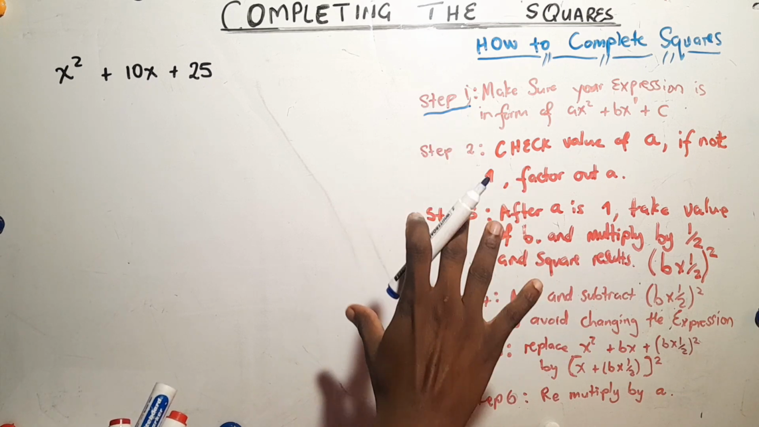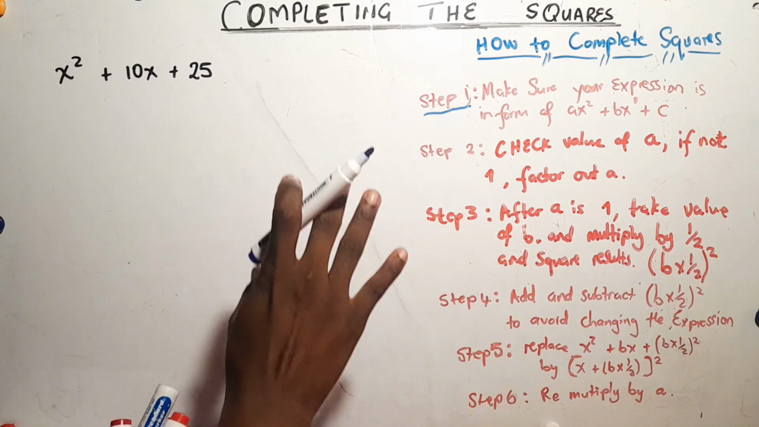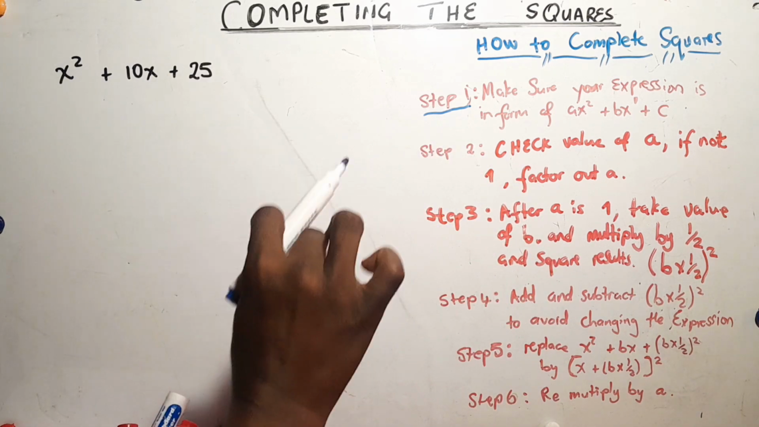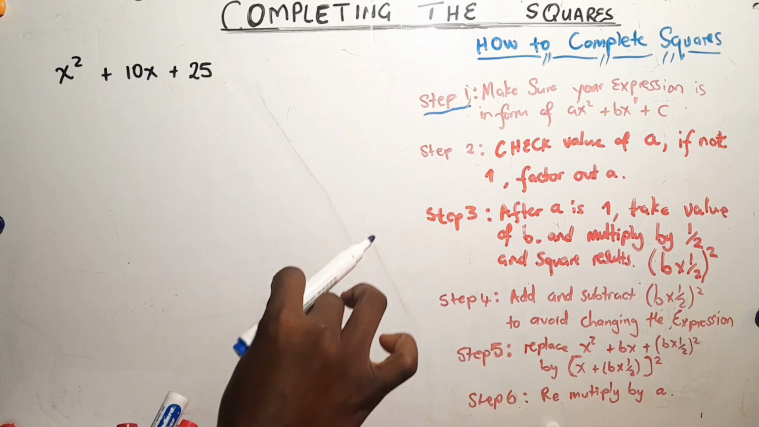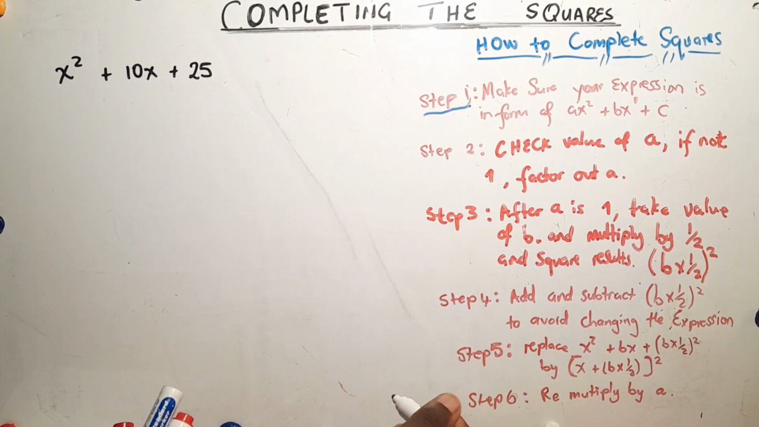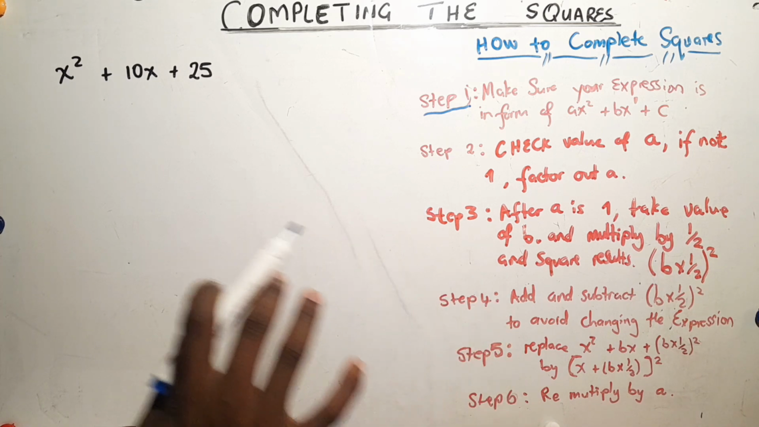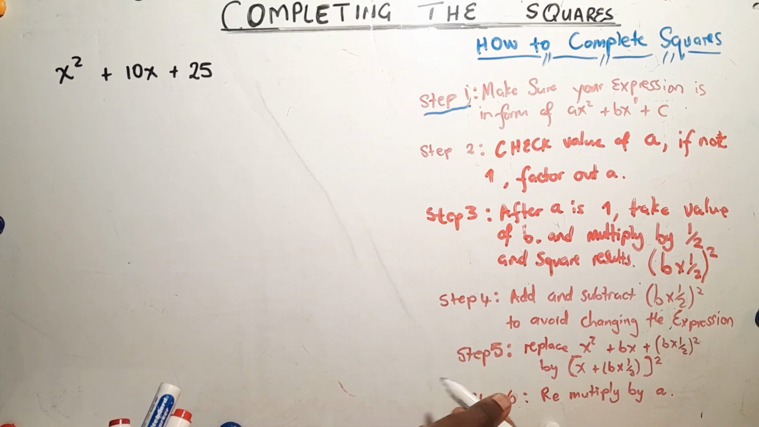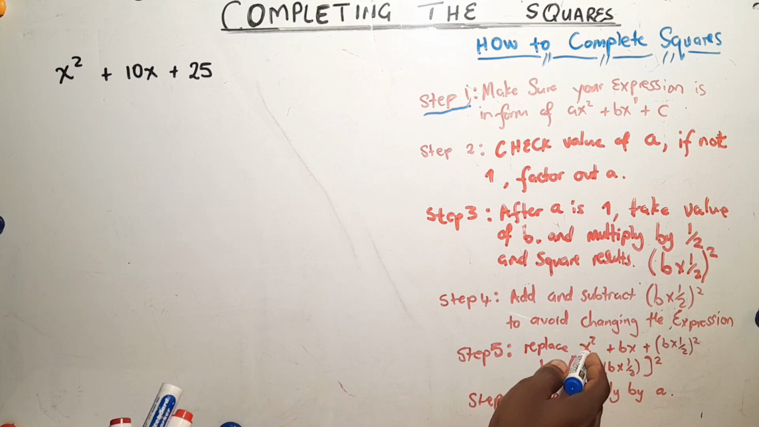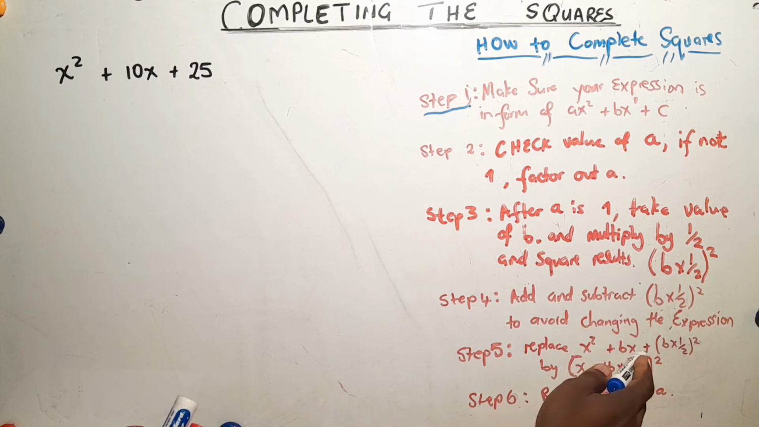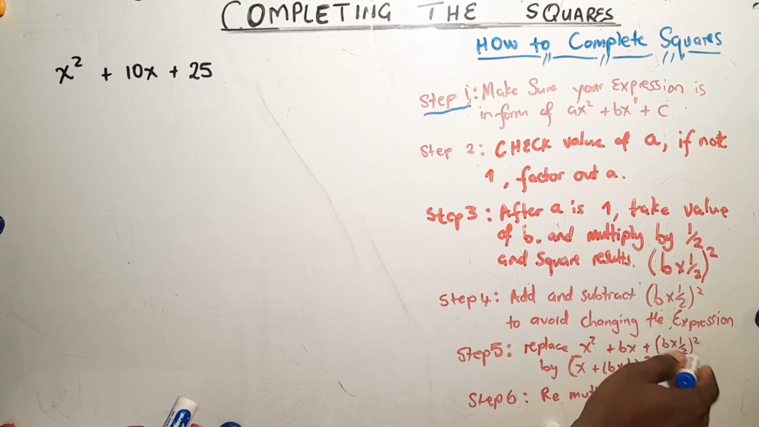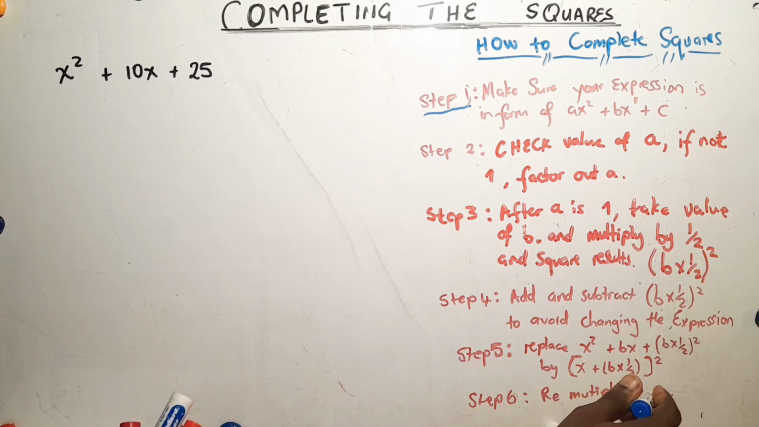So know that in the expression, in order to not change anything, what you add you must also subtract, what you multiply you must also divide, something like that, right? To keep the expression with the same value or the same results. And then step 5, replace x squared plus bx plus the thing that you have added by just taking this x and this value and squaring them, right? After that, we remultiply by a.